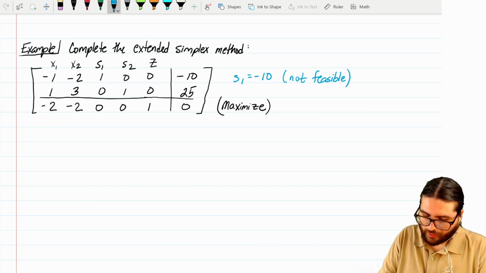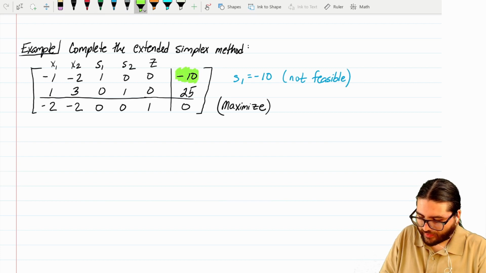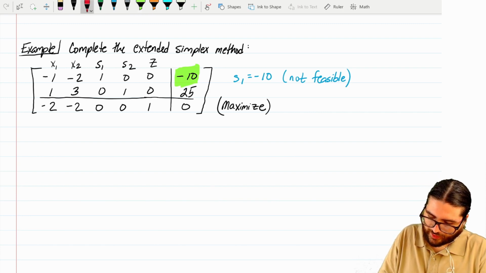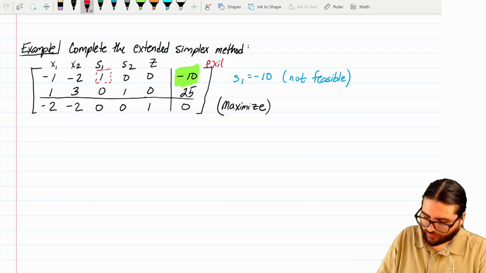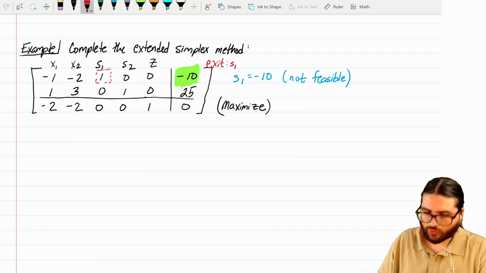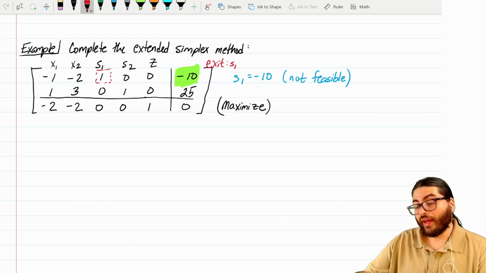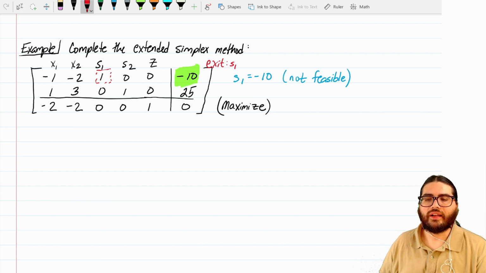The dual pivot asks what's the highest negative number on the right side. Here it's -10. There's only one negative number there. That tells me that the pivot which goes with it here is S1. So that tells me my exiting variable is S1. I'm about to get rid of that pivot, right? Because that one's causing me the most out of line with feasibility.